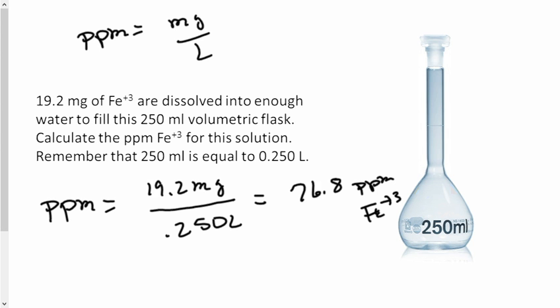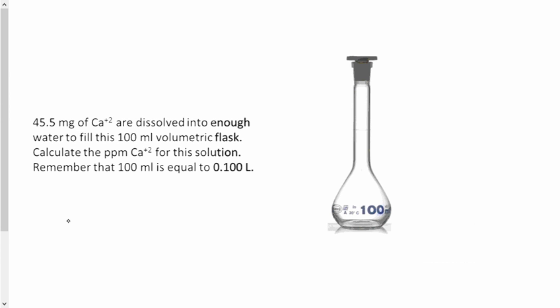Okay, try one on your own. We have 45.5 milligrams of calcium in 100 milliliters of water. So this flask, we place it in there and you fill it up with water to the line and shake it all around and dissolve it. Remember that 100 milliliters is 0.1 liters. Okay, one more time, pause the video and see what you got.